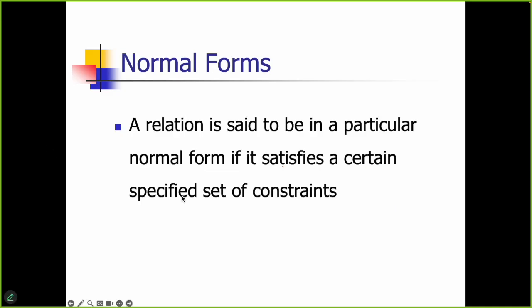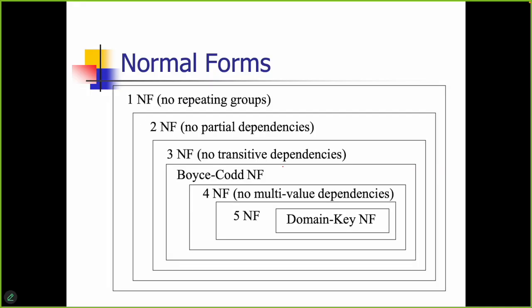Now, what are the normal forms? So we say relation, by relation I mean relational table, right, is said to be in a particular normal form if it satisfies certain specified set of constraints. And those set of constraints are dependencies that I'm going to explain. So first normal form means we have to remove repeating groups. This is the lowest form of normalization. It just means that you don't have any repeating groups and each cell should have one value. That is, you have to store atomic values in your tables.